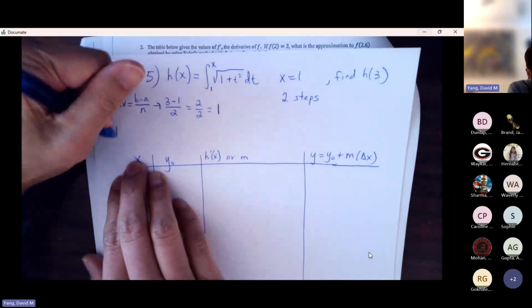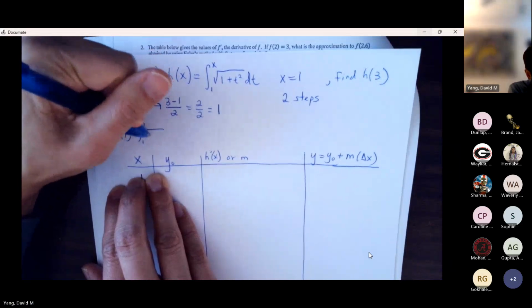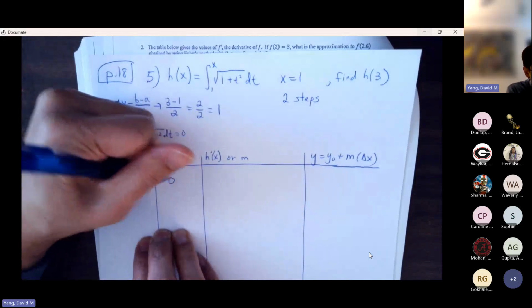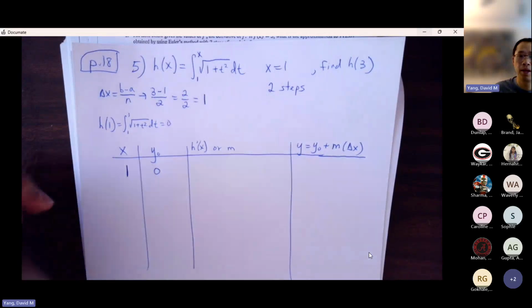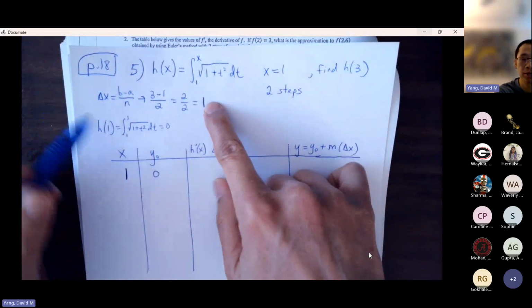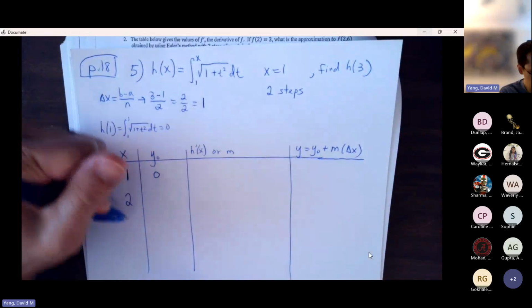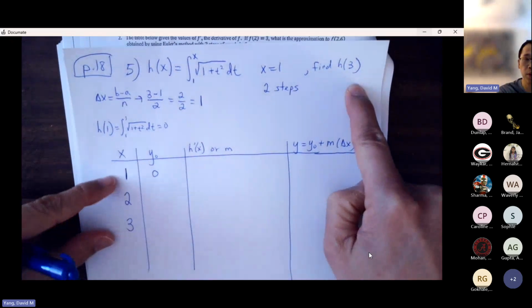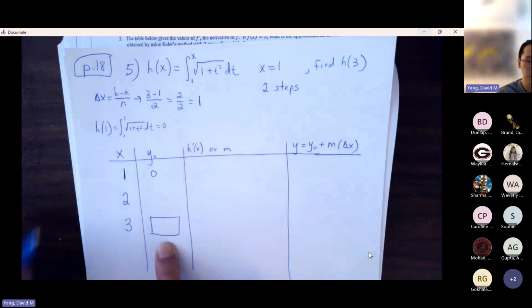So we know that h of 1 is 0, because the integral from 1 to 1, we haven't moved. So we have to do an additional step to find that y value. Now our step size is 1 as well, so we're going to keep adding 1 until we reach what we're trying to find. So 2 and 3. We're trying to find h of 3, so we're only going to take 2 steps. We're just trying to get to this y value. Once we're here, we're done.